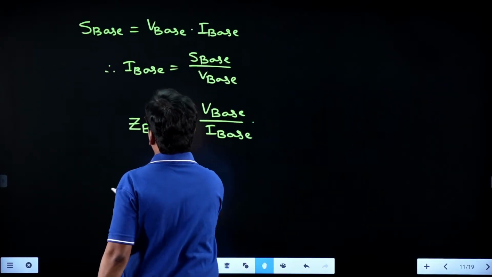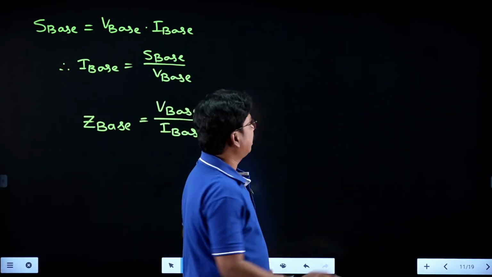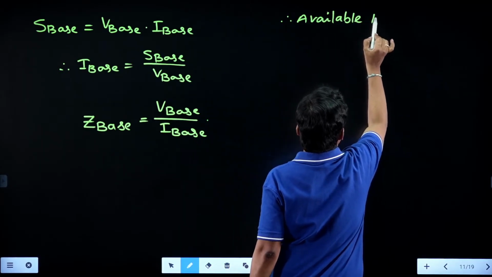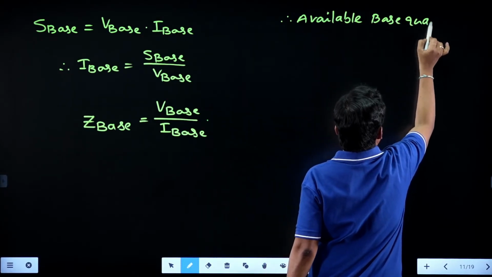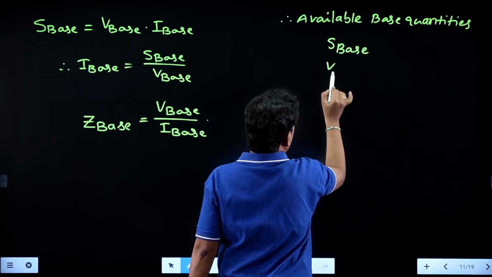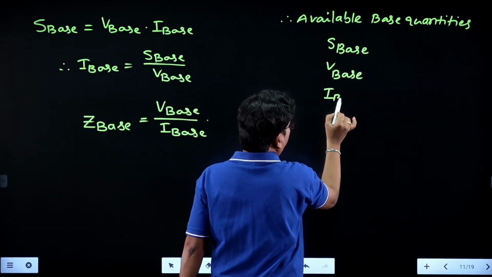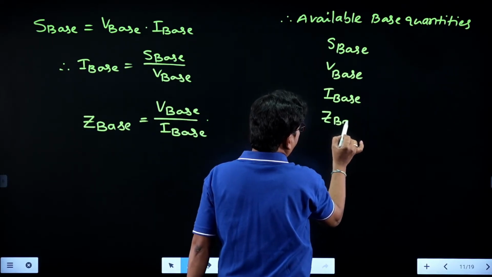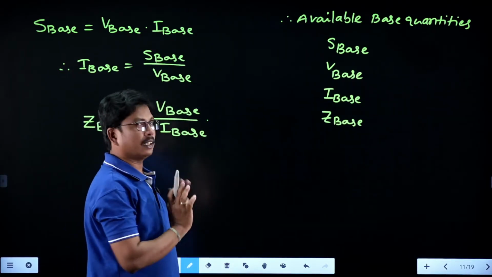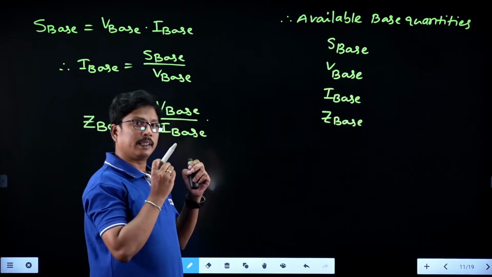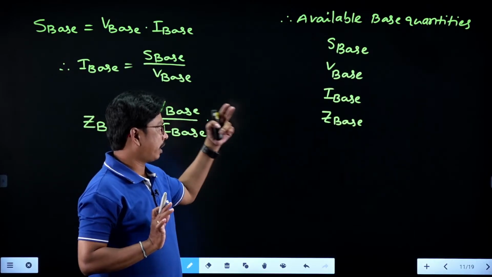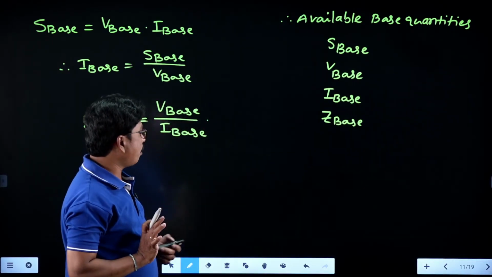So finally, how many base quantities are we having? The available base quantities are S base, V base, I base, Z base, right? These are the only available base quantities in the entire power system network. Other than these, we don't have any base quantities. So we have to use these base quantities for calculating every per unit value in the power system network.